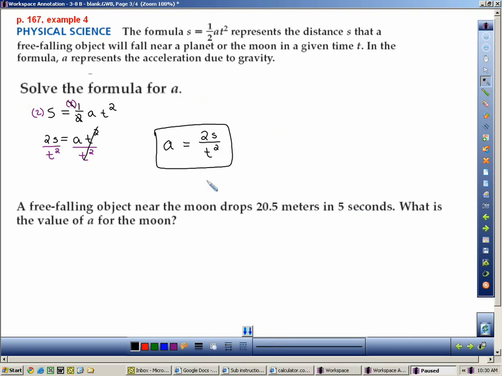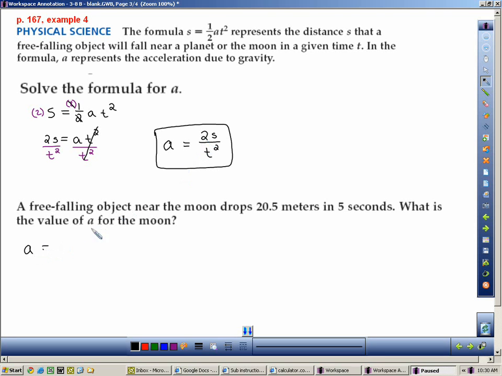Now I'm going to use my formula to answer this question down here. It says a free-falling object near the moon drops 20.5 meters. That's a distance, and so I'm going to end up putting that in for my S, because I was told that S represents distance. In 5 seconds, that's time. I was told that T represents time, so I'm going to plug that in for the T. And then what is the value for A on the moon? So that's what I'm going to use. My formula is A.